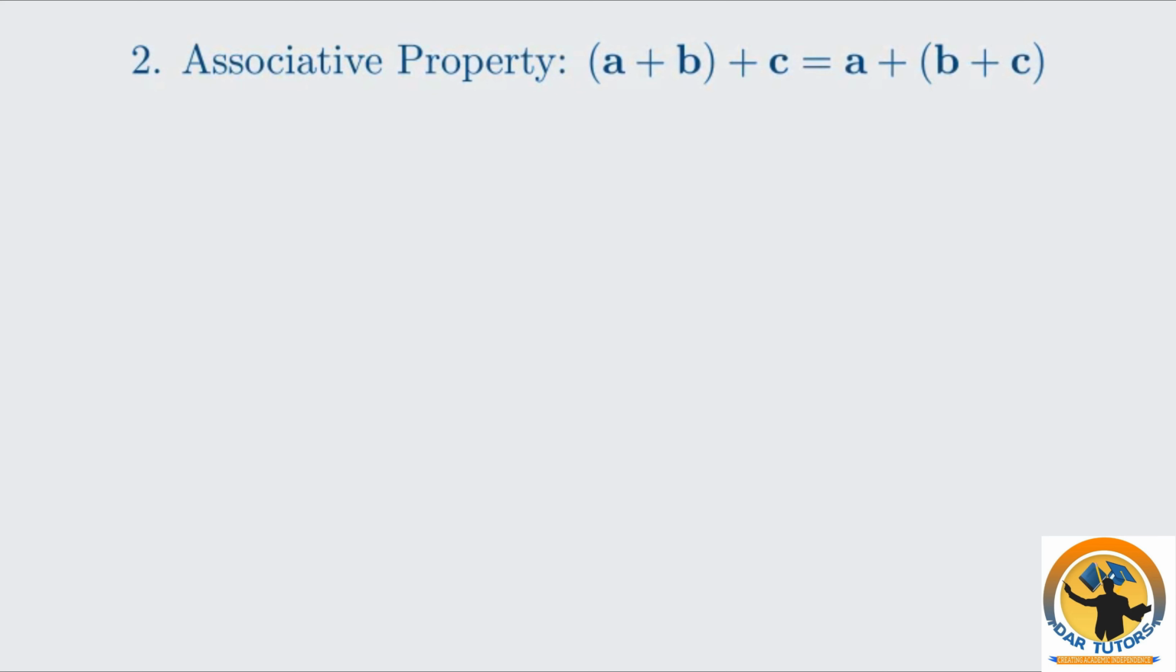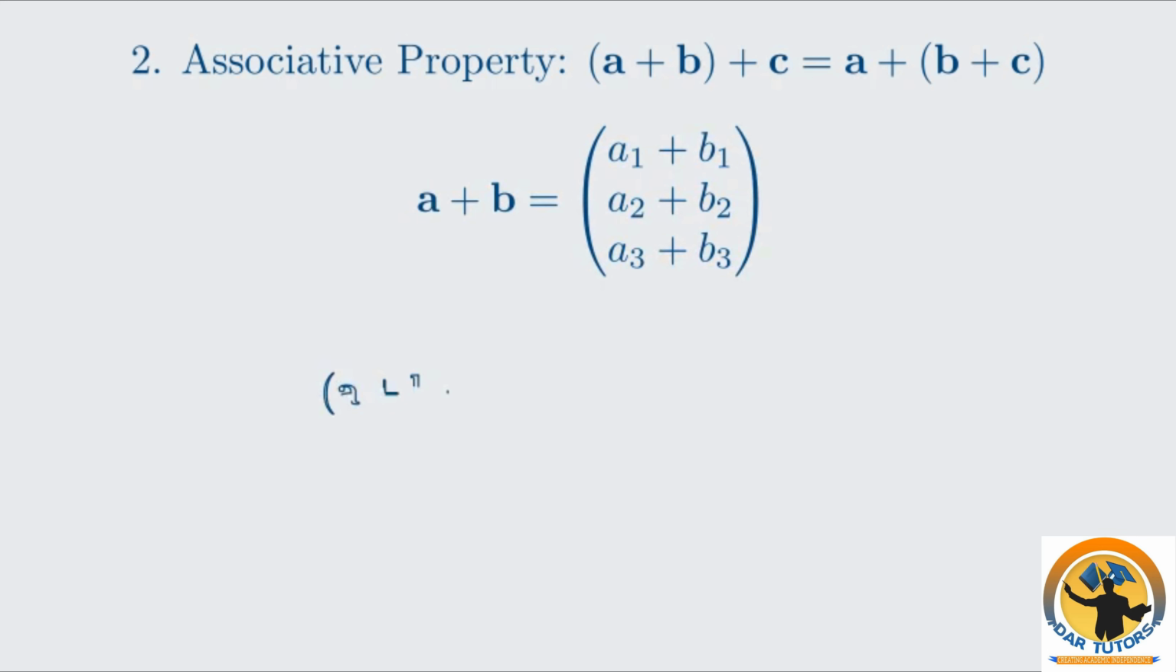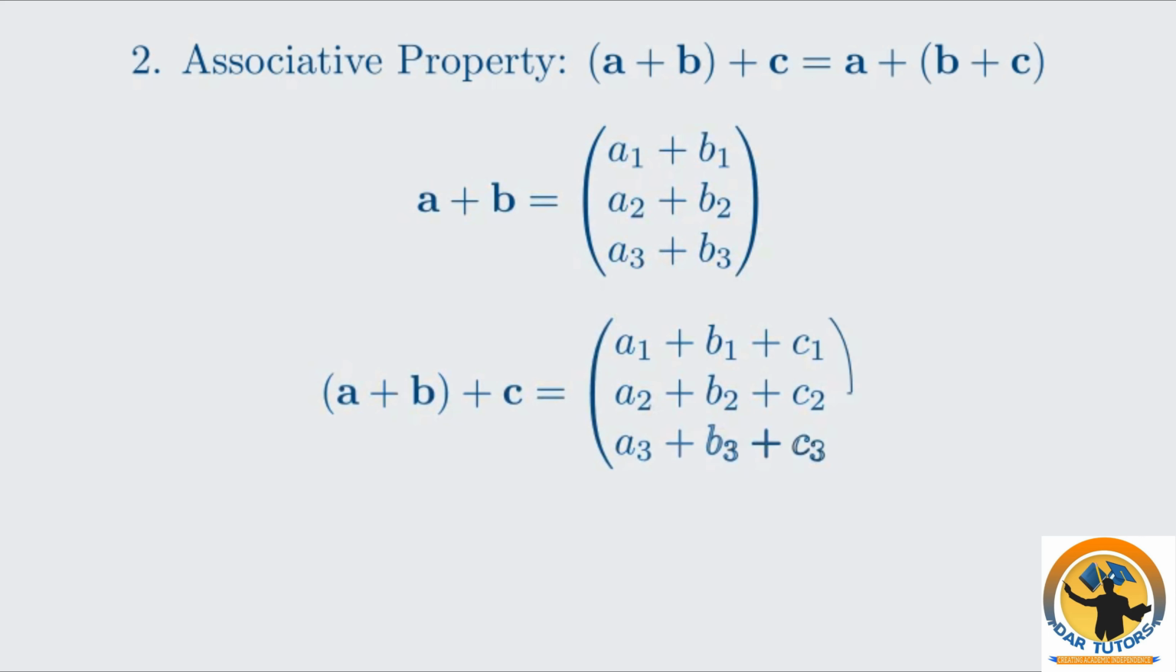Next, we have the associative property of addition. This property tells us that when adding 3 or more vectors, the way we group them doesn't affect the final sum. So, (a plus b) plus c is the same as a plus (b plus c). Let's prove this. First, let's calculate the left-hand side. The vector a plus b is (a1 plus b1, a2 plus b2, a3 plus b3). Adding c to this gives us (a1 plus b1 plus c1, a2 plus b2 plus c2, a3 plus b3 plus c3).